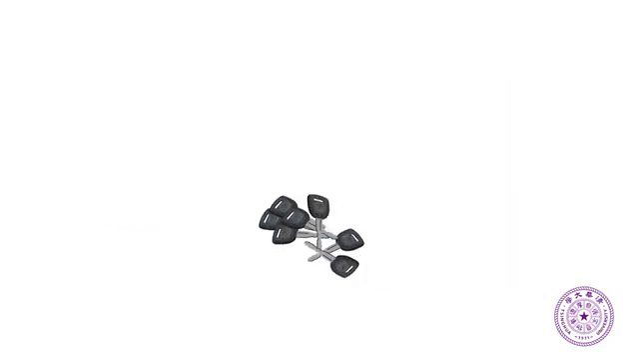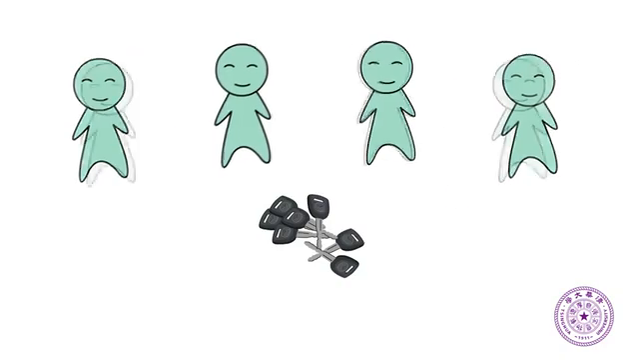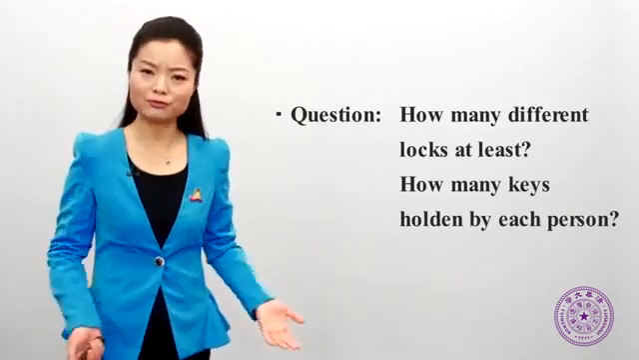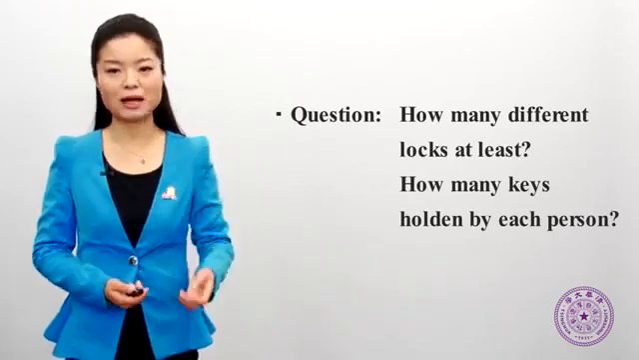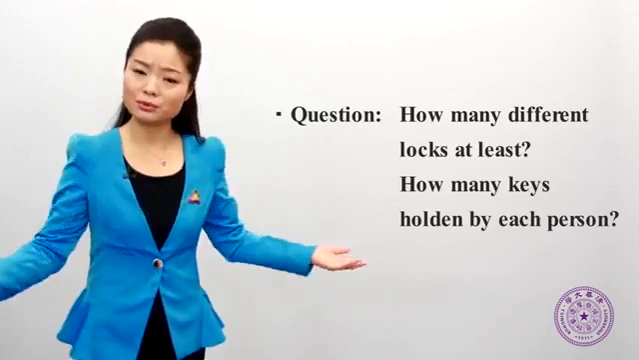There are 7 key members in this institution. It's too hard to gather all 7 people together. So if 4 of them are together, they could open the lock. The problem is that in such a complex mechanism, how many different locks should they have? And the keys are distributed to different persons. How many keys should one hold?